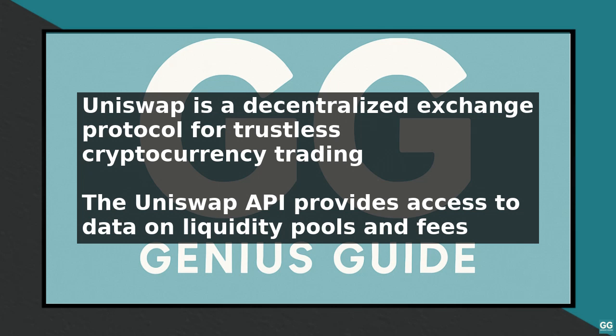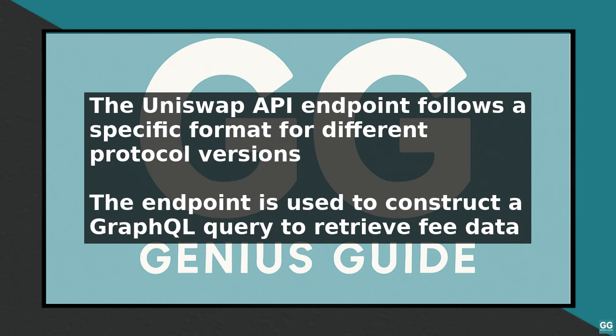First, you need to obtain the API endpoint for the Uniswap pool you want to query. The Uniswap API endpoint typically follows the format https://api.thegraph.com/subgraphs/name/uniswap-v2, where you can replace Uniswap v2 with the specific version of the protocol you are interested in.